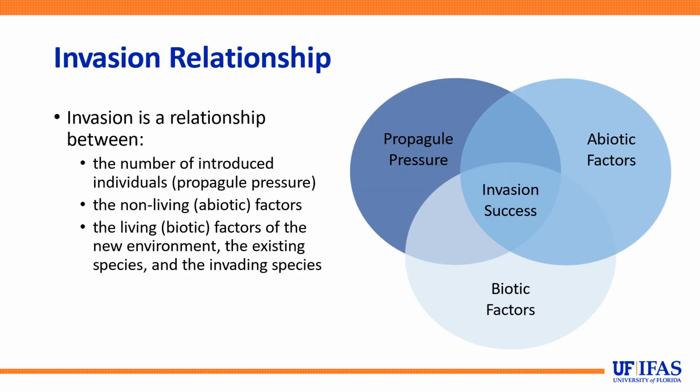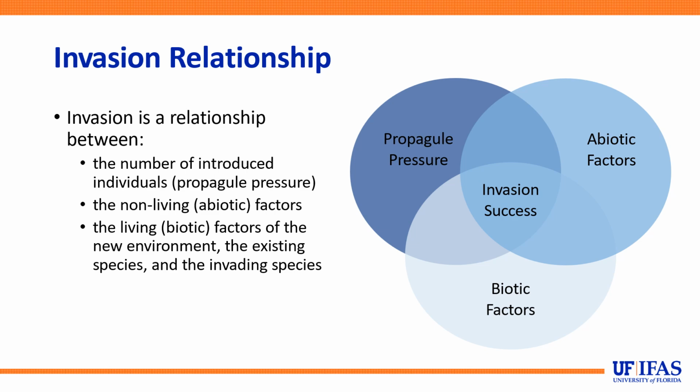To wrap this up, invasion is a relationship between 3 things: propagule pressure, abiotic factors, and biotic factors. Propagule pressure is the number of introduced individuals. In our aquarium fish example, our propagule pressure was 2. Abiotic factors are those non-living things we've touched on, like salinity, temperature, pH, nutrients, sunlight, sediment type, and water flow. Biotic factors are living factors, like being eaten by another animal, competing for the same space and food as others, and diseases.